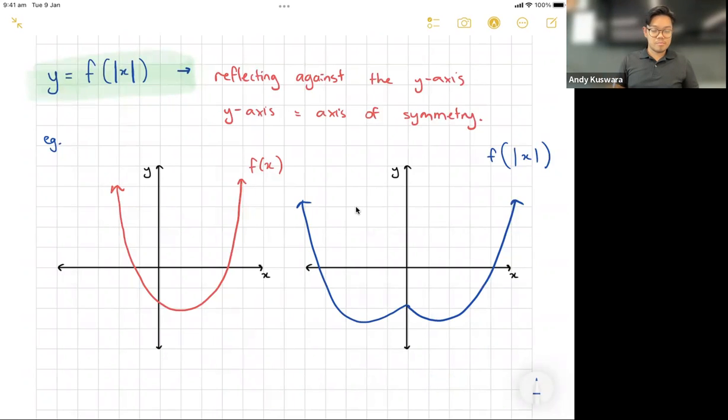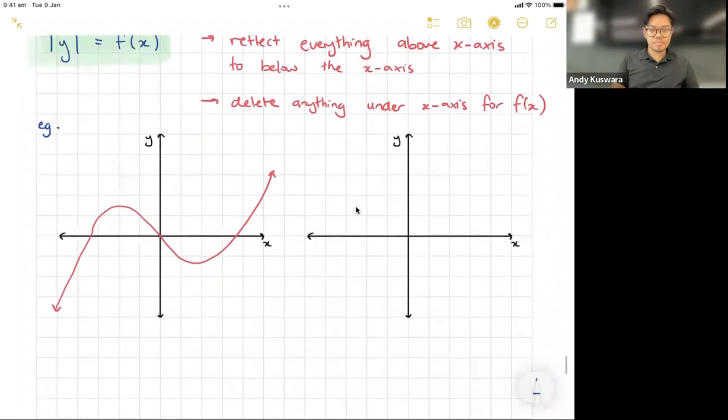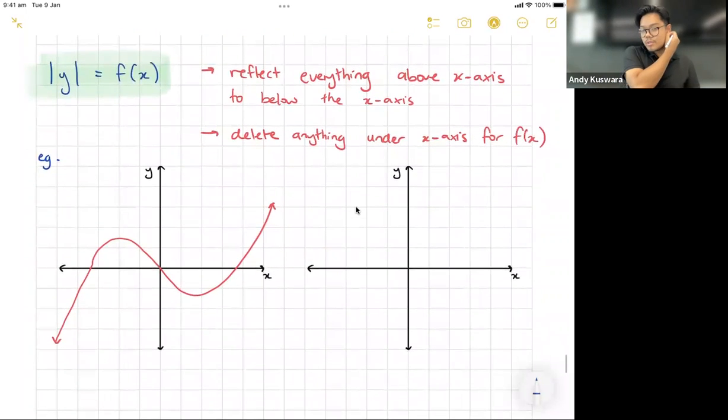Cool. Now, moving on. Next one. Okay, this one's a slightly tricky one here. This one here is if you have the absolute value of y equals f(x). So all that means here is, think of it this way. We're going to reflect everything above the x-axis to below, okay?